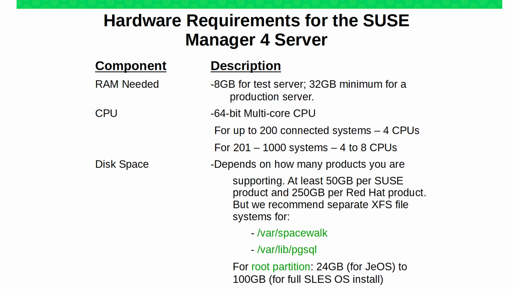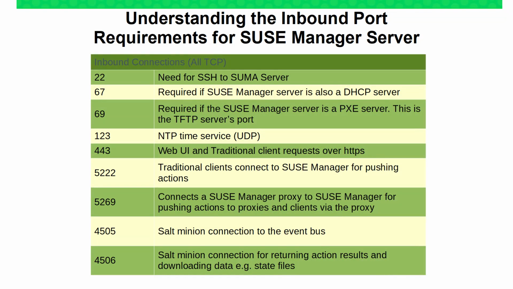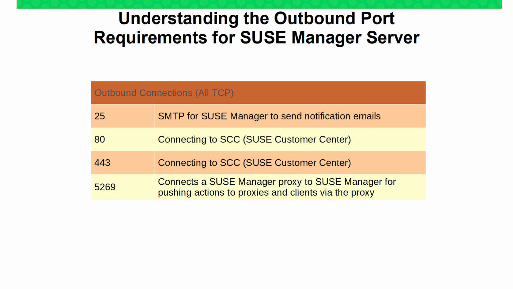Also note that we have some best practices shown here on this slide regarding the partitioning of your SUMA server's drives. This slide shows the ports that should be opened on the firewall on your SUMA server for inbound traffic. Ports 5222, 4505, and 4506 are important for communications between the SUMA server and traditional clients, and between the SUMA server and SALT minions that are being managed by SUMA. Here you see the minimum outbound ports that you must have open in the firewall of your SUMA server.